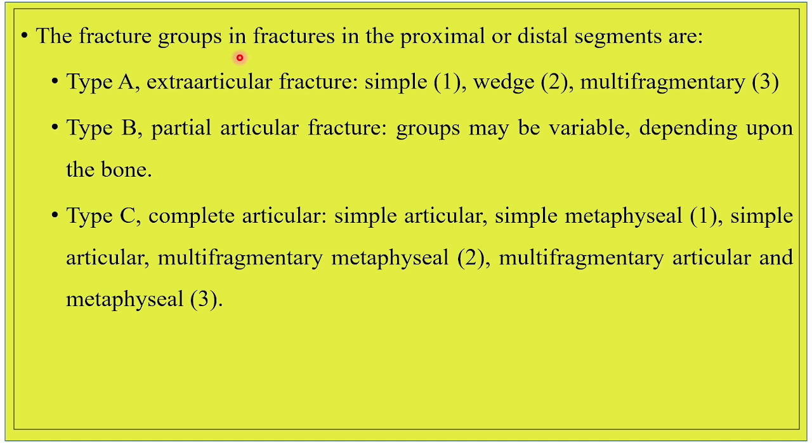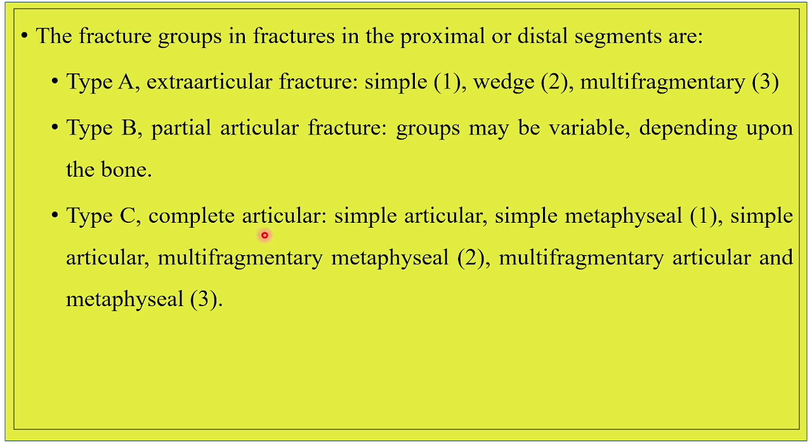So the fracture groups in the fractures in the proximal or distal segments are type A, that is extra-articular fracture, that includes the subtypes, that is simple, wedge, and multifragmentary, type 1, type 2, and type 3. And type B, that is the partial articular fracture. The groups may be variable depending upon the bone.